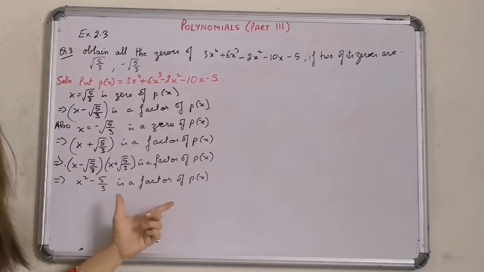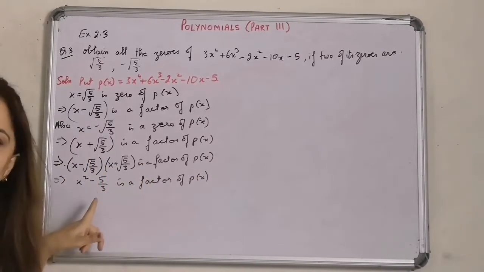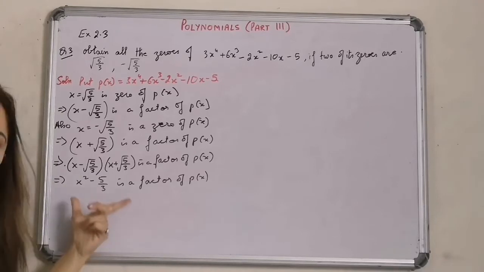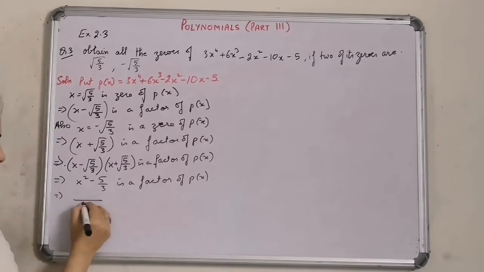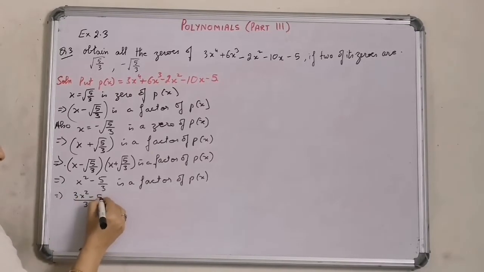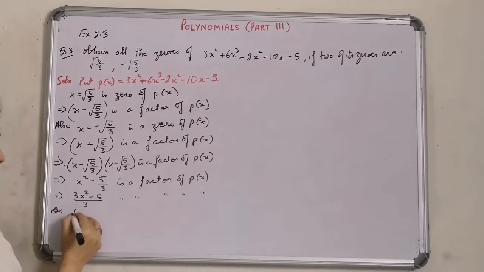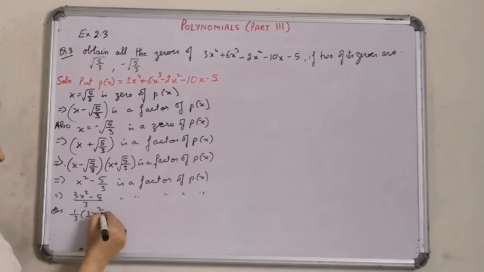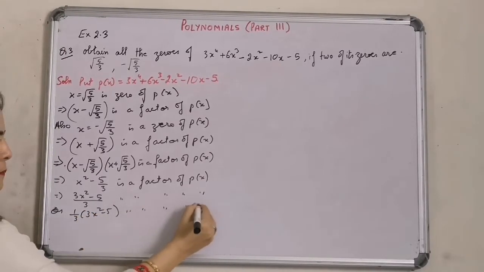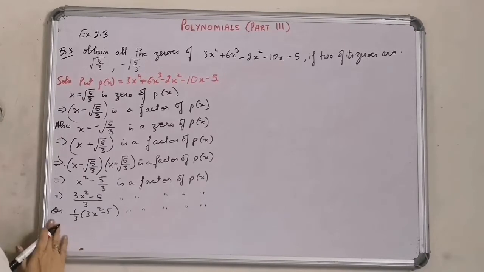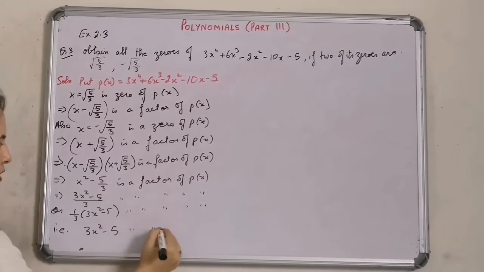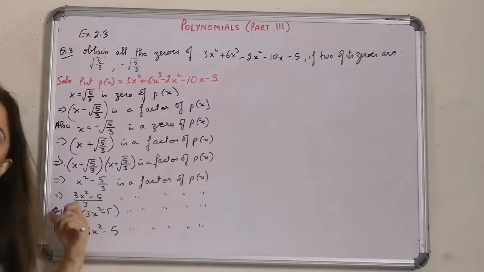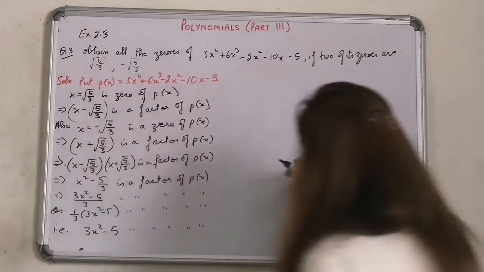Now next step is long division. We have two choices. We can do long division keeping this as the divisor, but if we want to get rid of this denominator part, we have another choice. We can take out the LCM. This becomes 3x square minus 5 is a factor of p(x), or 1 upon 3 into (3x square minus 5) is a factor of p(x), that is, 3x square minus 5 is a factor of p(x). In this case you can ignore the constant 1 by 3. Now let's do the long division.